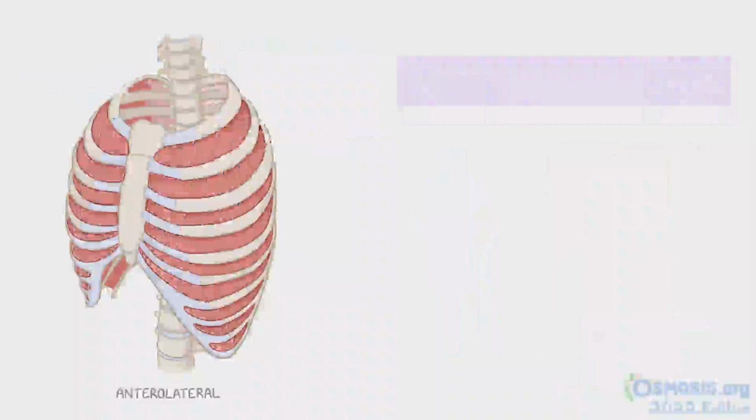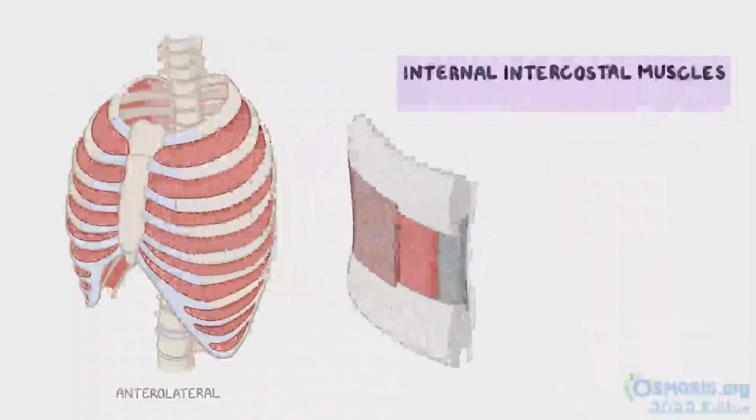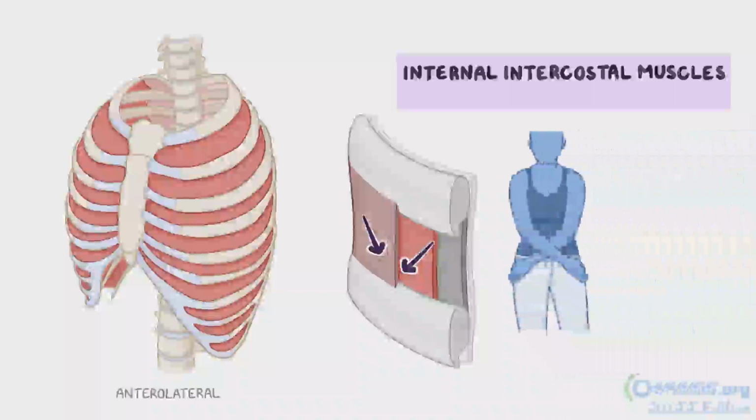Then there are the 11 pairs of internal intercostal muscles, which run deep to and at right angles to the external intercostals. This means that their muscle fibers run infero-posteriorly from their origin compared to infero-anteriorly like the external intercostals. To visualize this, the fibers run in the same way your fingers would if you were to cross your arms to hug yourself and place your hands on your hips.